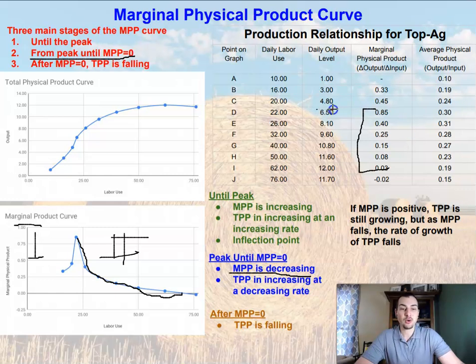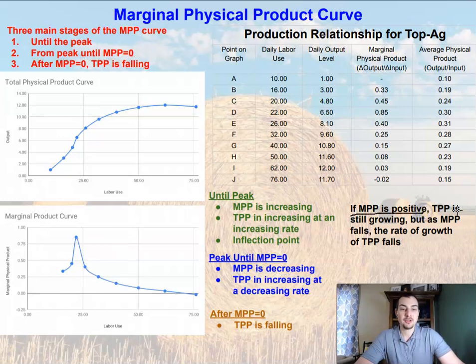But let's look at total physical product. Total physical product is still increasing. Total physical product is still going up. Well, anytime that marginal physical product is positive, total physical product is still growing. But as marginal physical product falls, as it goes from 0.85 to 0.03 down here, we know that the rate of growth of total physical product falls.